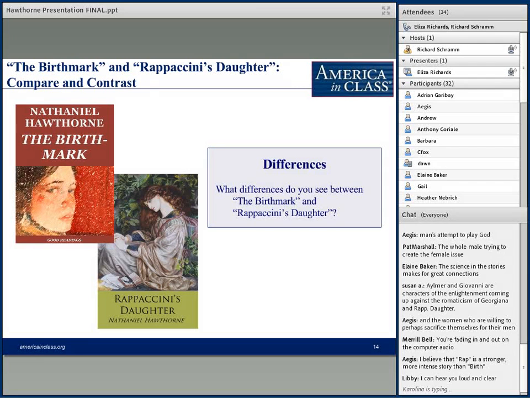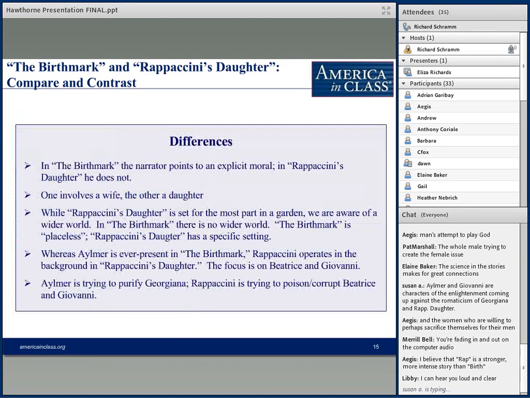I believe that Rappaccini is a stronger, more intense story than The Birthmark. I agree with that. I think they're both fascinating stories, but Rappaccini tackles more, and we can talk about why that seems to be the case. Some people may disagree, of course. Mm-hmm. Well, why don't we move on and display our slide with our differences? Yeah, so here are some of the differences that we notice, and of course it's not the only differences there are.